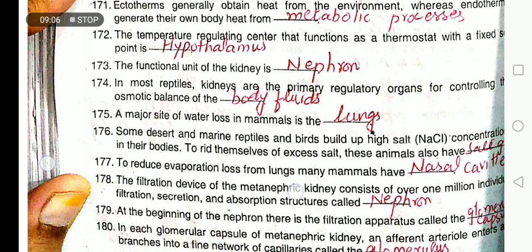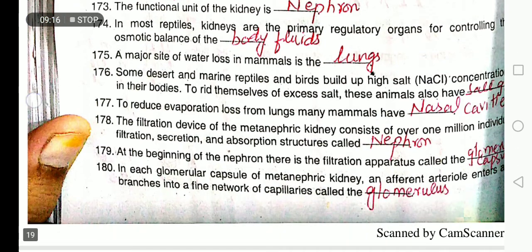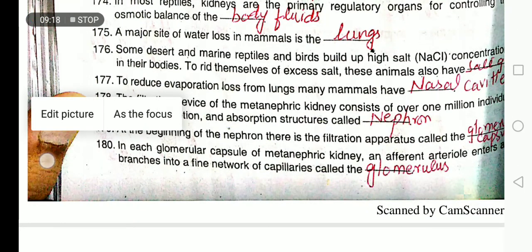The filtration device of the metanephric kidney consists of over 1 million individual filtration, secretion, and absorption structures called nephrons. At the beginning of the nephron, there is a filtration apparatus called the glomerular capsule. In each glomerular capsule of the metanephric kidney, an afferent arteriole enters and branches into a fine network of capillaries called the glomerulus.